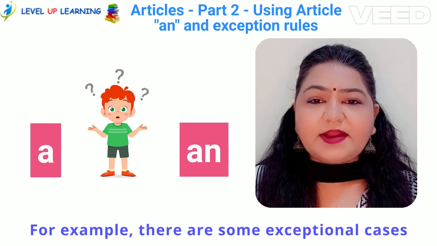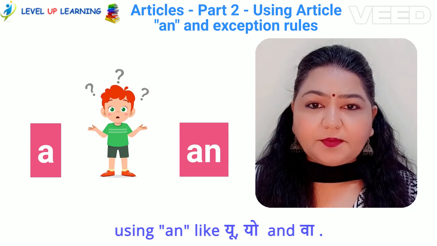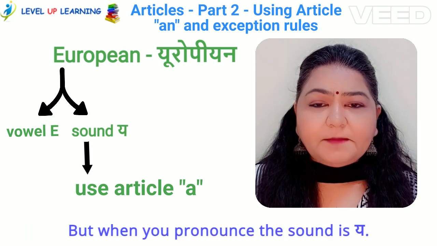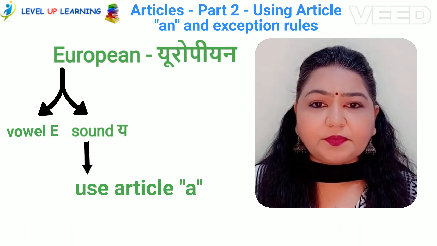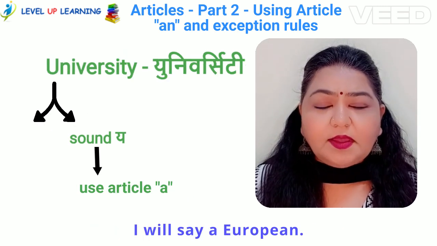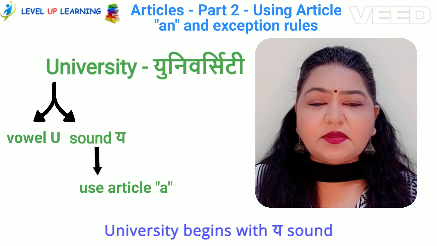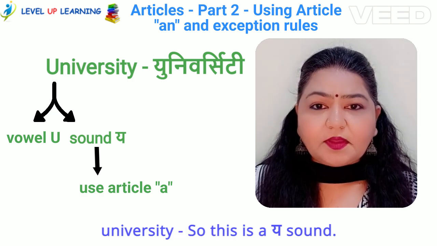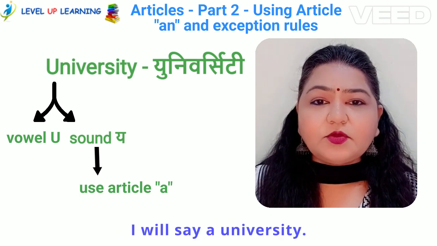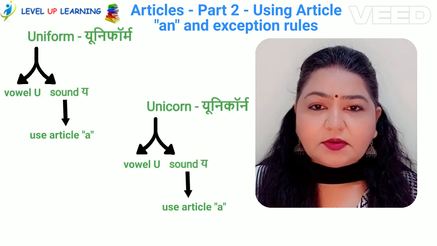For example, there are some exceptional cases where we do not use "an", like words beginning with the "you" sound and the "wa" sound. The word European begins with the letter E, but when you pronounce it, the sound is "y". So I will not be able to use "an", I will say a European. A second example, university. University begins with a "y" sound. So this is a "y" sound, and I will not be able to use "an". I will say a university. Similarly, a uniform, a unicorn.